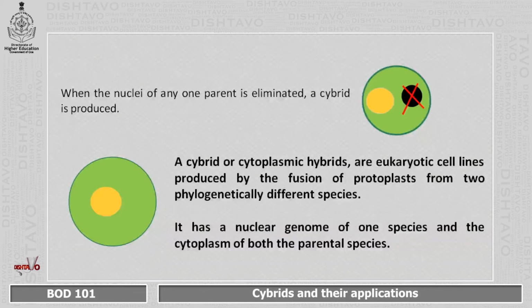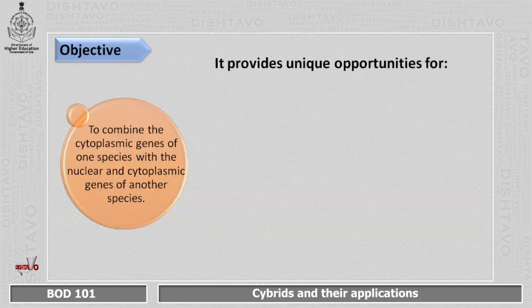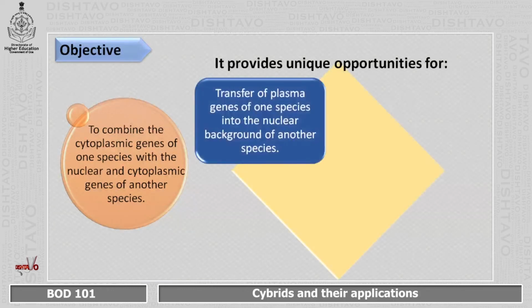The cybrids have a nuclear genome of one species, as the other nuclear genome is eliminated, and the cytoplasm of both the parental species. The objective of cybridization is to combine the cytoplasmic genes of one species with the nuclear and the cytoplasmic genes of another species. Cybridization provides unique opportunities for transfer of plasma genes of one species into the nuclear background of another species.